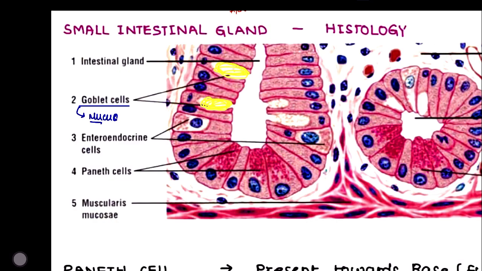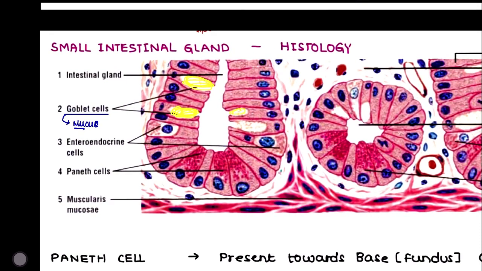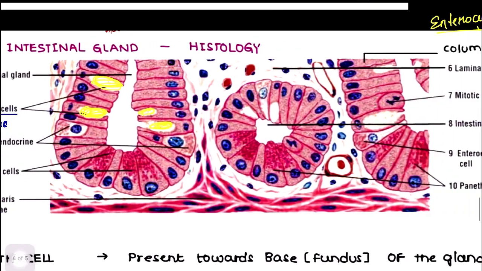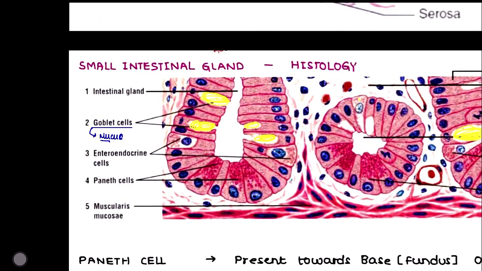Because of mucus. And you can see a goblet cell right here. You can also see it right here. These are foamy structures, foamy because of mucus deposition.